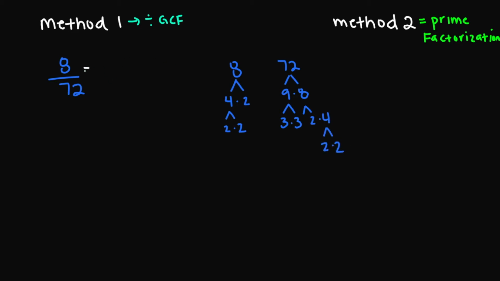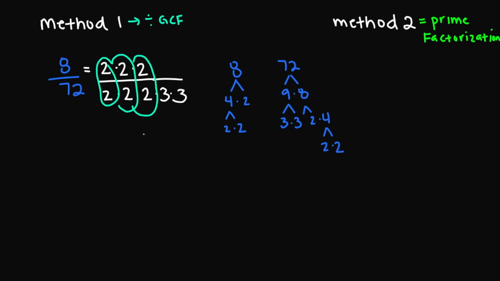So if I come here, my 8 we said is 2 times 2 times 2, and for my 72, we have 2 times 2 times 2 times 3 times 3. So I'm going to find my GCF, my common shared factors between the 8 and 72. We have a pair right here, and we also have a match right here, and we also have a match right here. So all the other numbers, these 3's, are going to be out. I do not have any other common shared factors. So this 2 I'm going to write one time, times this other 2, and then times this other 2 here. So we have 2 times 2 times 2. This is going to equal 8.